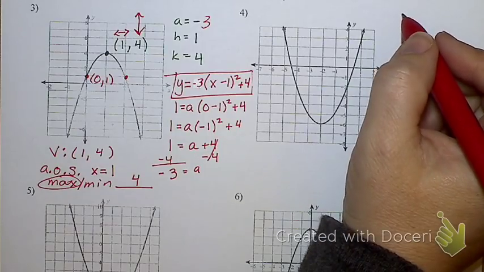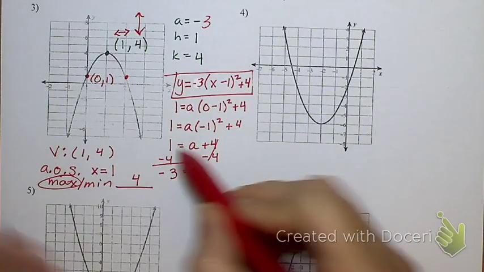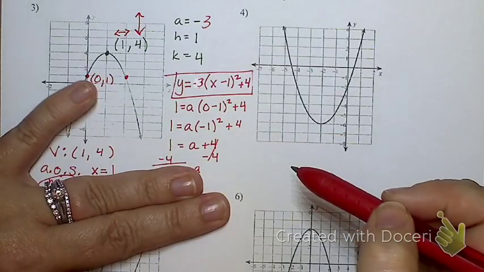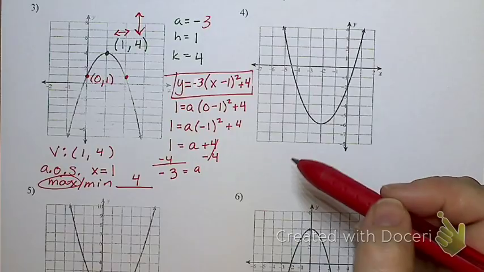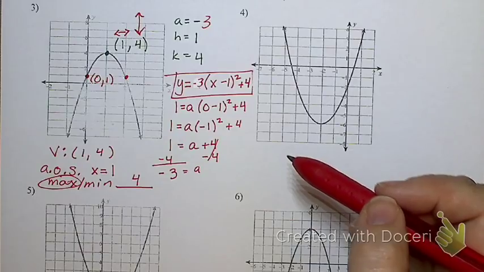Where'd you get the negative 3? The A. This is a subtraction problem. 1 minus 4 is negative 3. If I have $1 and I want to buy something that's $4, I'm $3 short.